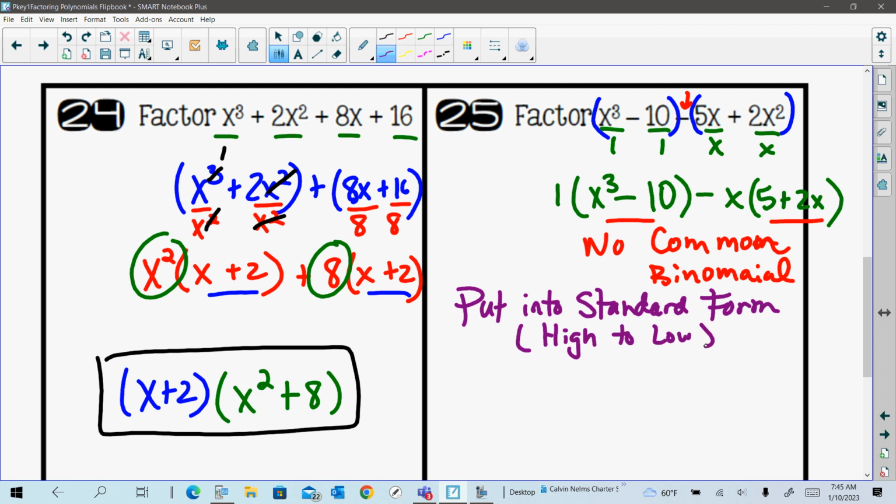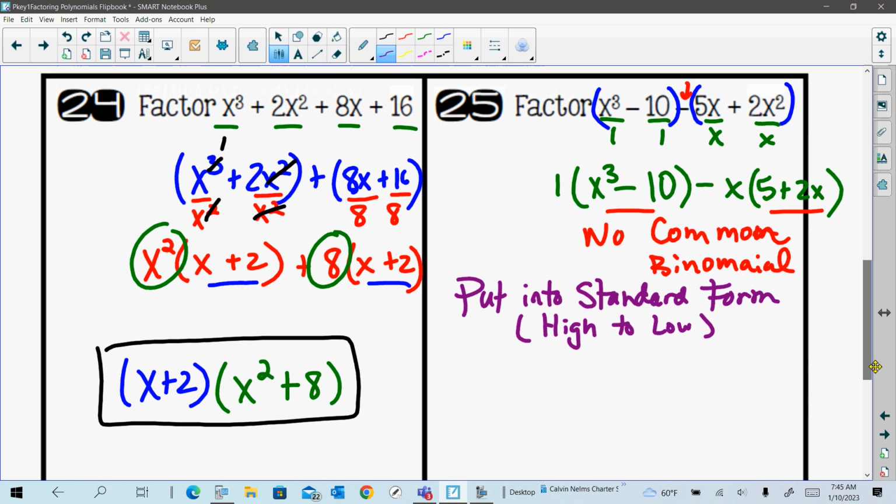What's the highest exponent we have in this polynomial? Yeah, x cubed. So the x cubed is going to come first. Who's the next highest? 2x squared. So then that one. Then we need just an x, that would be minus 5x. Then a number, minus 10.